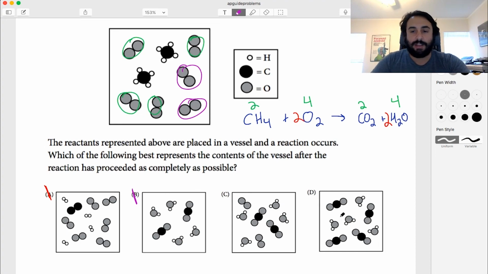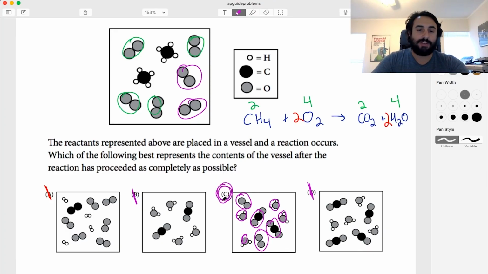And then D, likewise, this doesn't work because suddenly 2 extra carbon atoms appeared out of nowhere, right? We had 2 carbon atoms and now we have 4. That doesn't make sense. We didn't just get 2 carbon atoms out of nothing. And so this works because we've got our 2 CO2s, we've got our 4 waters, and then we have the 2 O2s left over, the excess O2 that didn't get reacted.